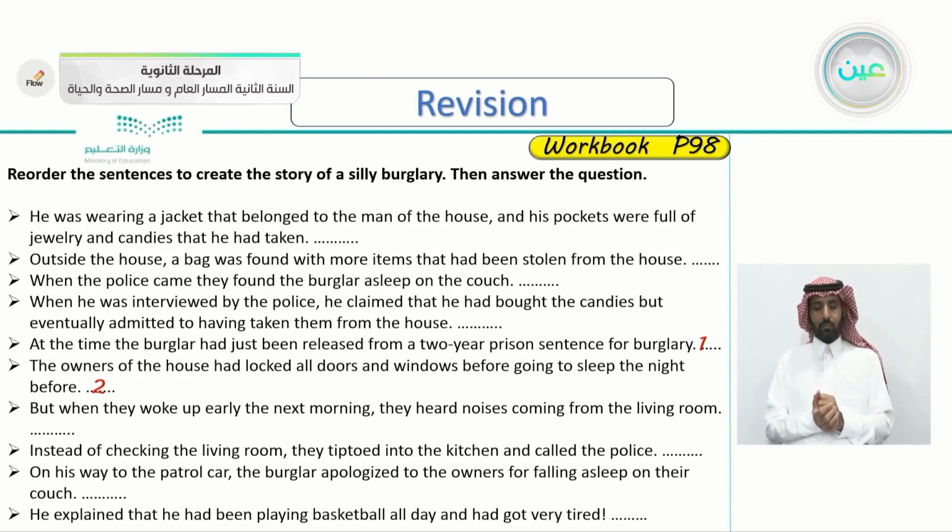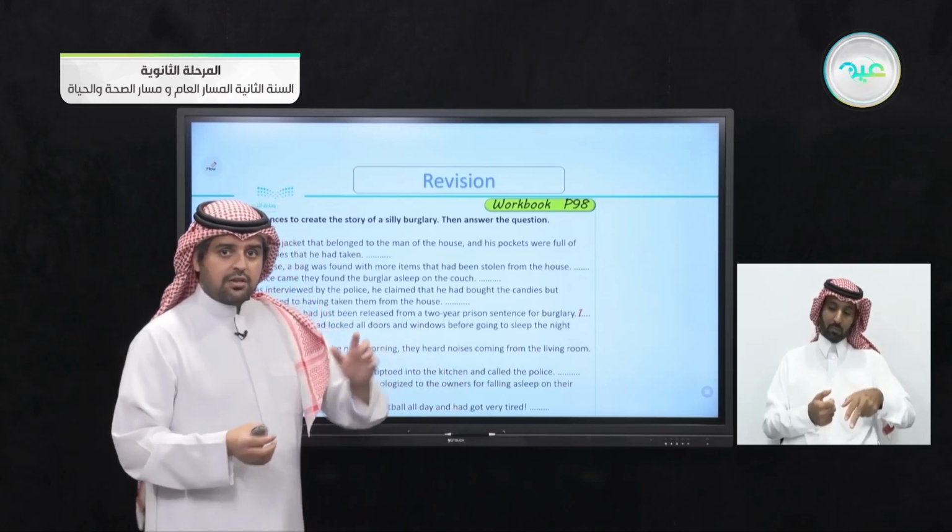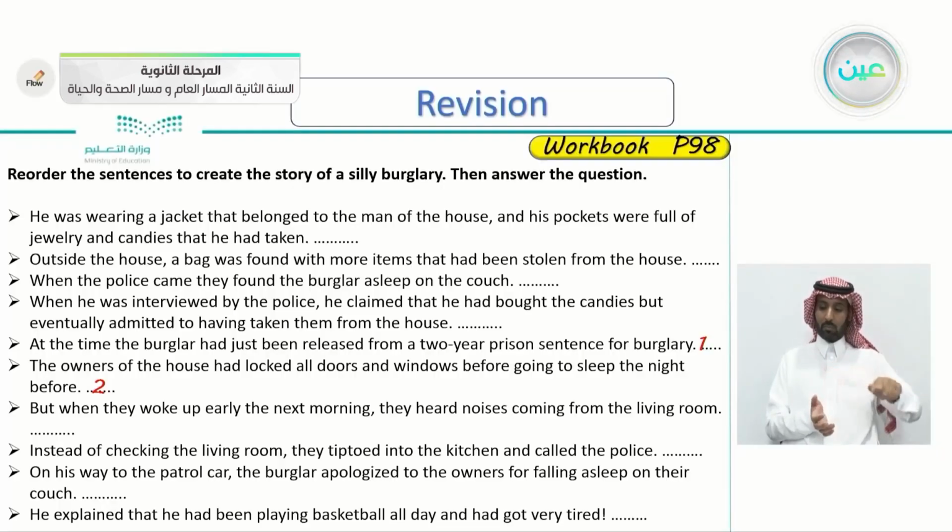So when he got out of prison, the owners of the house had locked the doors and the windows. So where's number 3 now? What's the third sentence? Very good. But when they woke up early in the next morning, they heard noises coming from the living room.